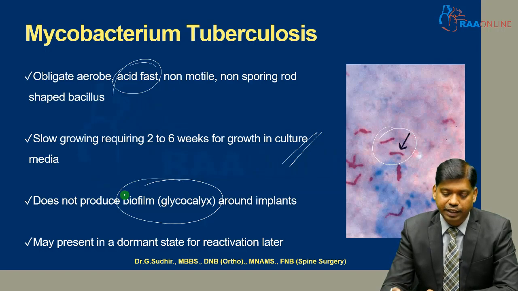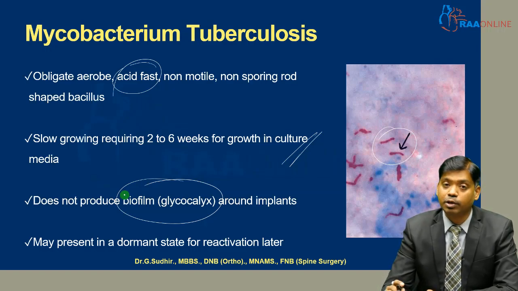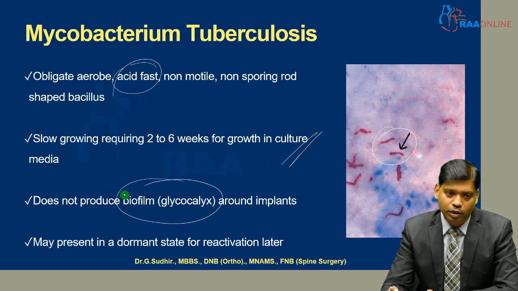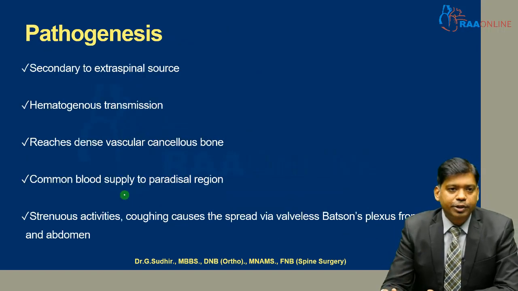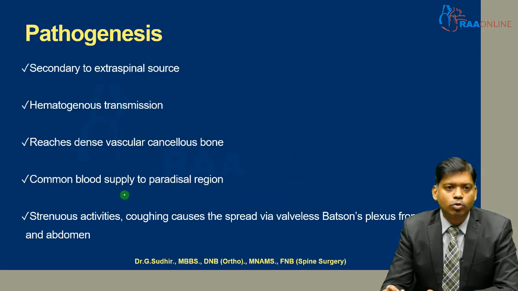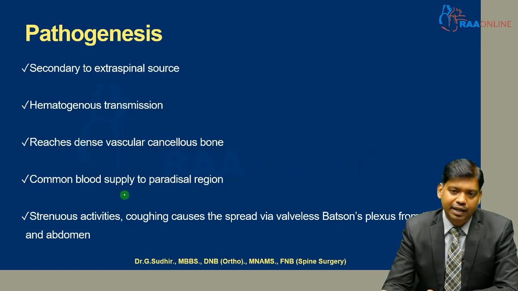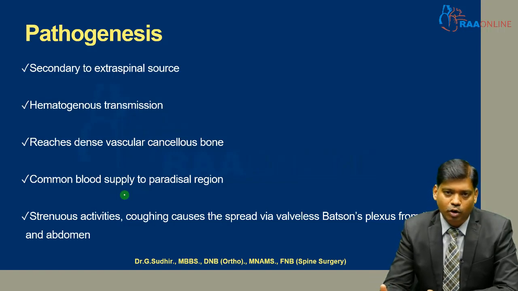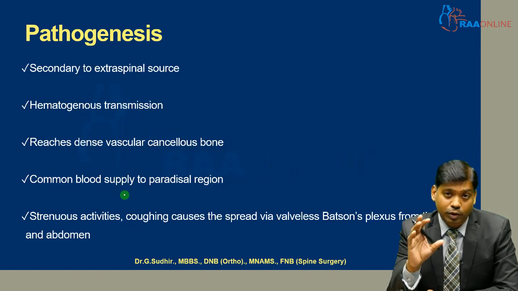Most of us in India will be harboring TB bacilli in our body. But when the immune system goes down in an individual, it is at that time that the bacilli become very active from a dormant state. Coming to the pathogenesis, it is almost always secondary to an extraspinal source. Primary spinal tuberculosis, by direct inoculation or direct bacterial infection of the spine, is very rare.